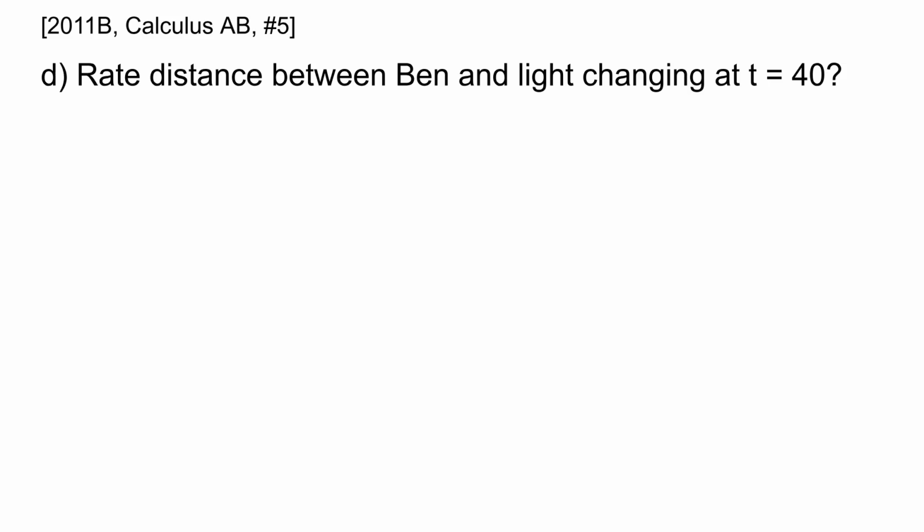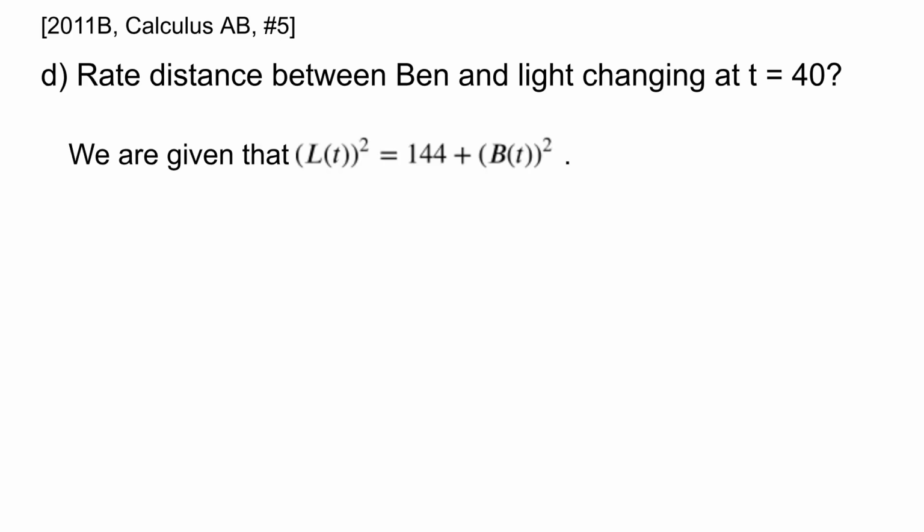In part D of this question, there is a light introduced, and we are asked to find the rate at which the distance between Ben and this light is changing at t equals 40 seconds. Now, while we are not given a specific function for this new light that's been introduced, we are given that it satisfies the equation L of t squared is 144 plus b of t squared. So what we have here is a related rates problem.